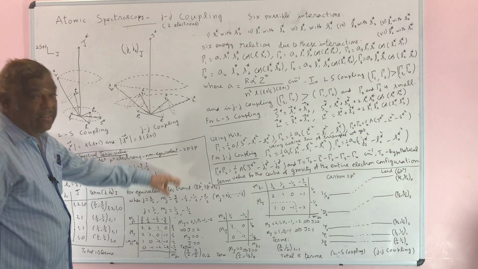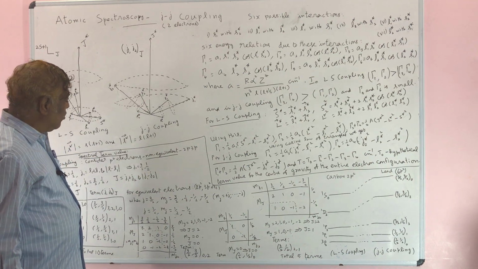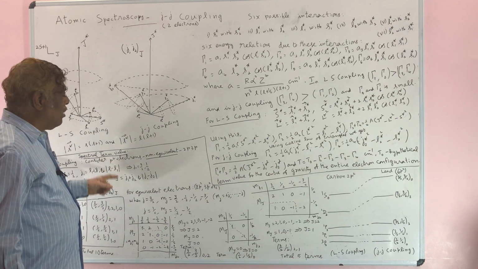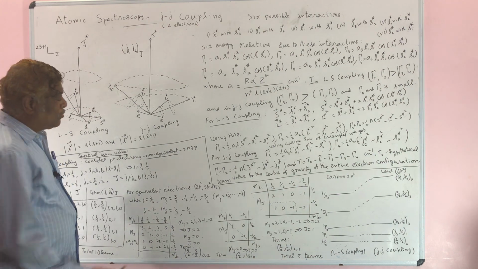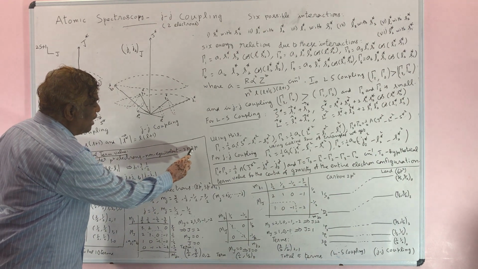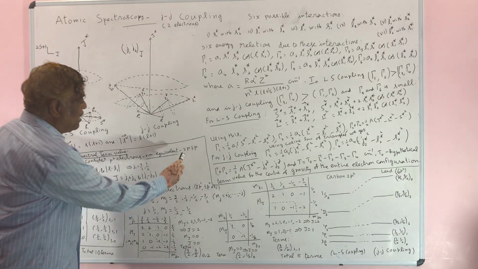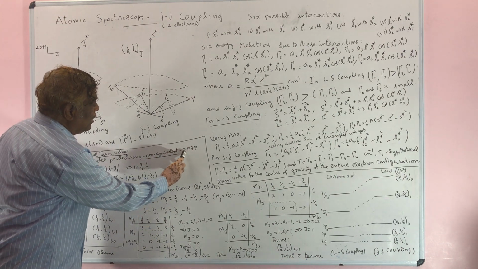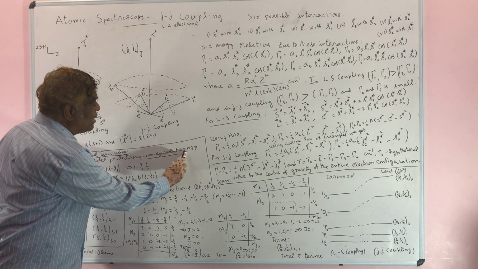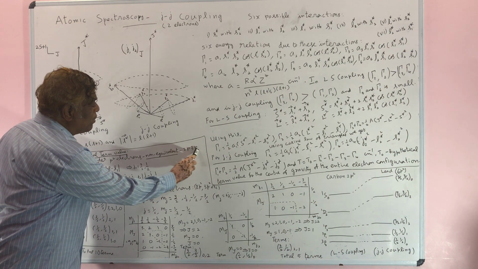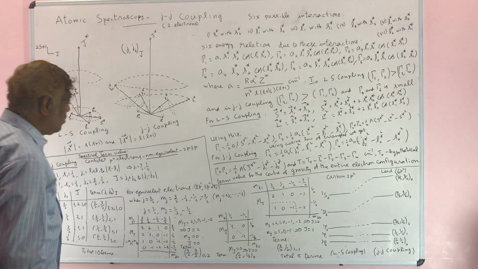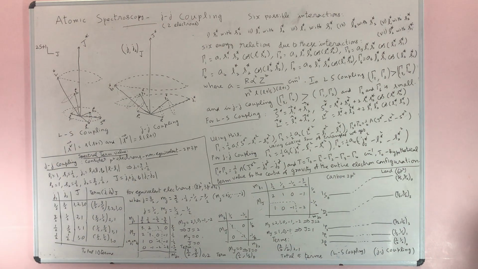First case we are considering non-equivalent electrons. Non-equivalent means the two electrons will have different principal quantum numbers. Both electrons have the same orbital angular momentum, so the same p orbit, but the n, the principal quantum number, for this electron is 2 and for this electron is 3. So this is called non-equivalent electrons.